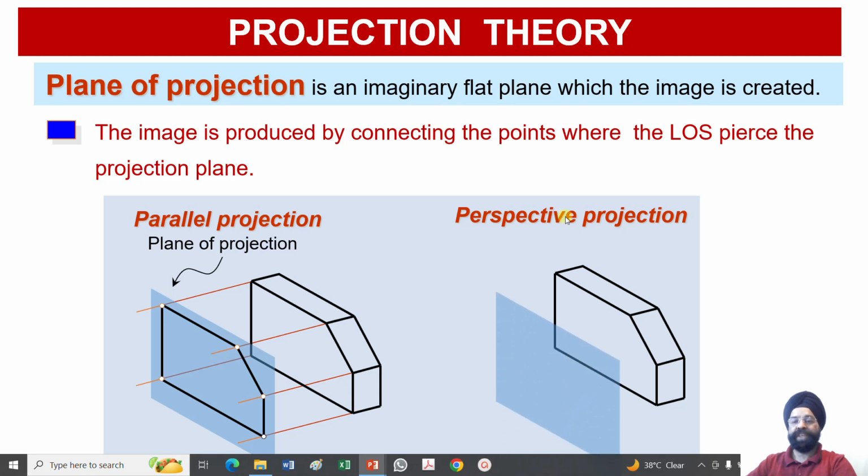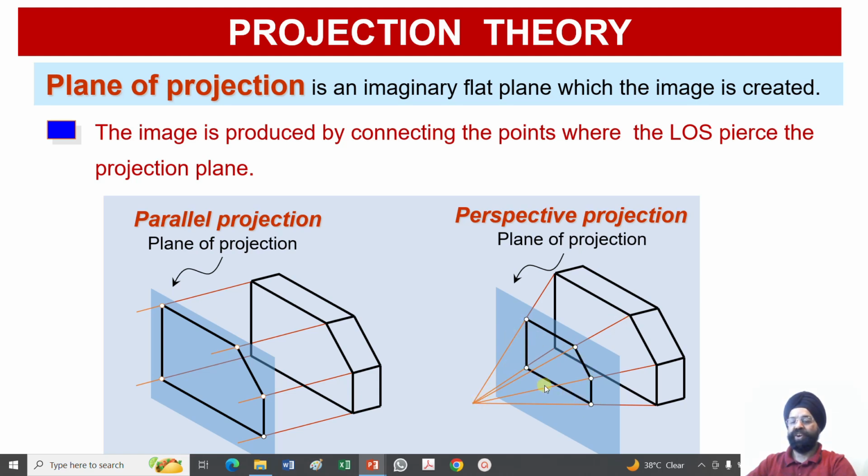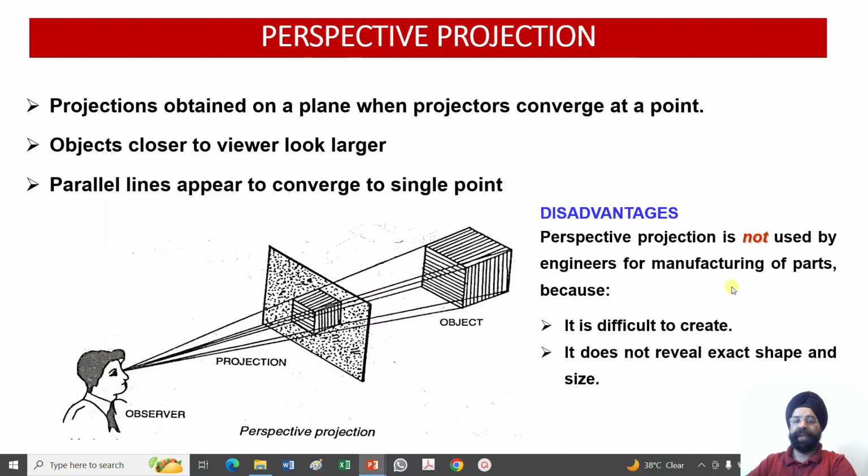Whereas in the perspective projection, the distance between the object and the observer will decide how much the size of the object will be which my projector lines create on my plane of projection. Here you can see the object is bigger, but I am able to see a smaller object. The reason is that it is at a reasonably large distance from the observer. Had this object been closer to the observer, obviously a larger size of the object would have been drawn here. So perspective projections are obtained on a plane when the projectors converge at a point.